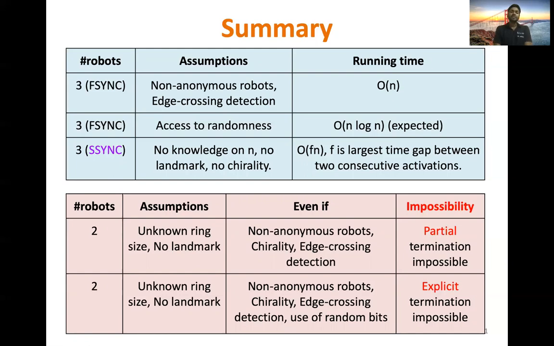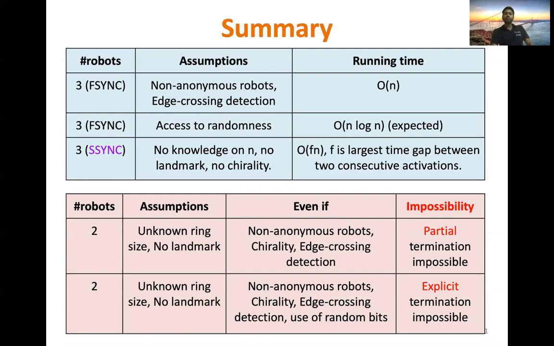And then in the semi-synchronous setting, we show that if there is no knowledge of n, no landmark and no chirality, we can extend this protocol to take f n rounds, where f is the largest time gap between two consecutive activations of any robot. Because it is semi-synchronous, a robot may sleep and activate later. So f is the largest time gap. And in this semi-synchronous setting there is a probability guarantee: we are using randomness here, so with probability 3/4, that is, with constant probability, it terminates.